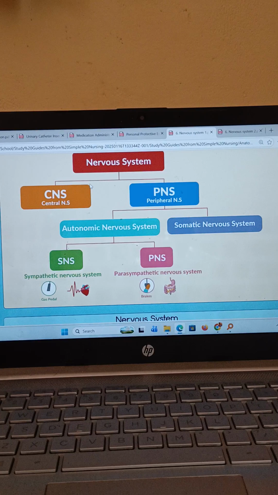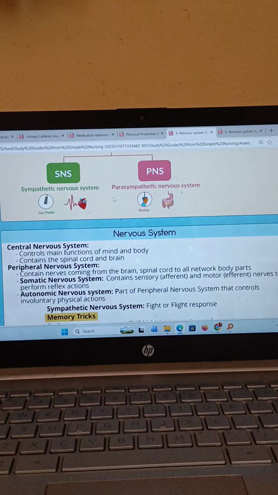Now the peripheral nervous system is further broken down into the autonomic and the somatic nervous system. And the autonomic nervous system is further broken down into the sympathetic and the parasympathetic nervous system. So if you're told about the parasympathetic nervous system, it's a subcategory of the autonomic nervous system in the peripheral nervous system, and the broader thing is always the nervous system. That diagram just illustrates how the nervous system is made up of its contents.